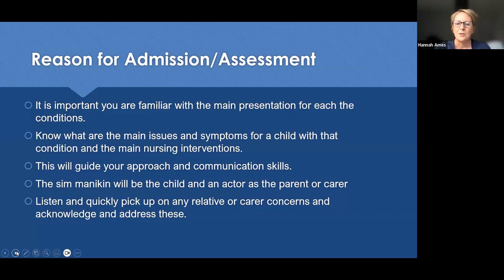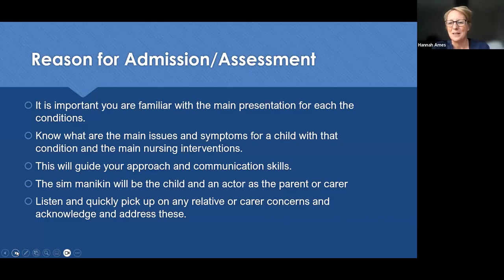And this will really help you guide your approach and communication skills, but also guide your assessment. So you're making sure you're using your time wisely to really pick up on those relevant areas that need to be assessed. You'll have a mannequin for your child. So you'll have Sim Baby or Sim Junior, and you'll have an actor who will be present as your parent or carer.